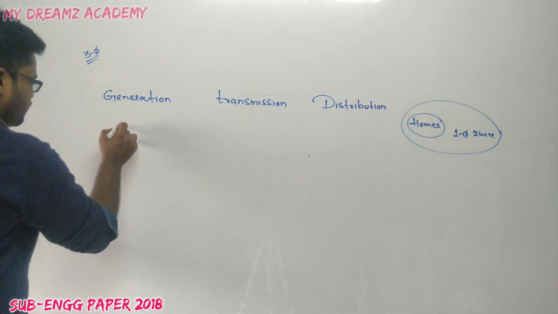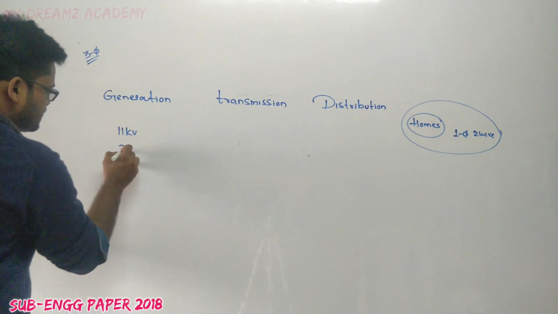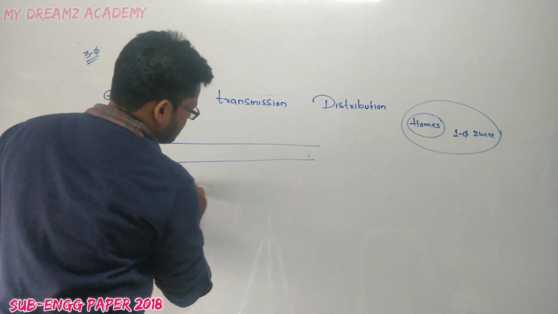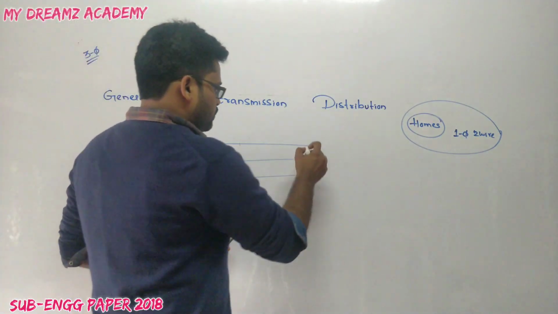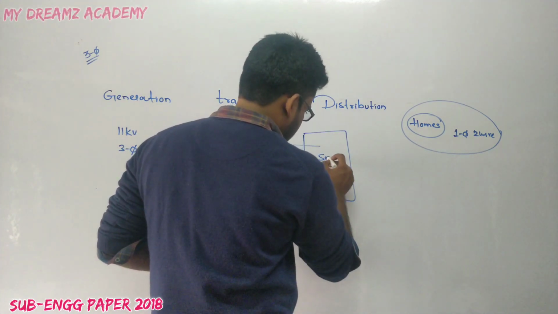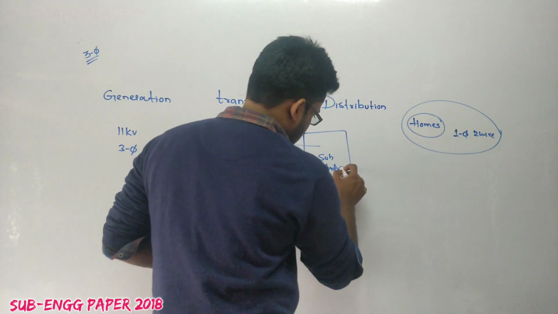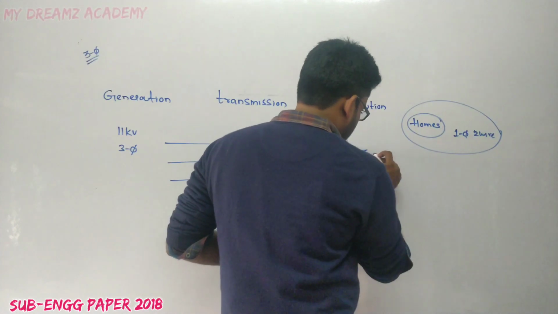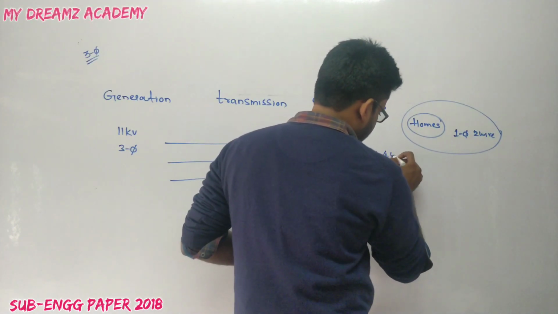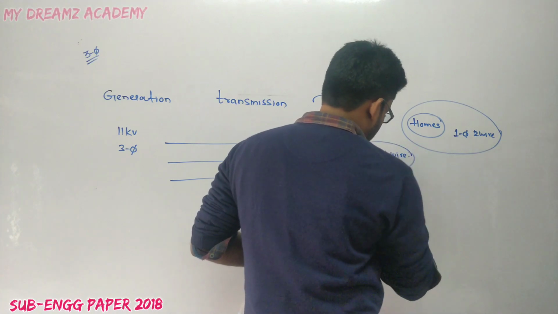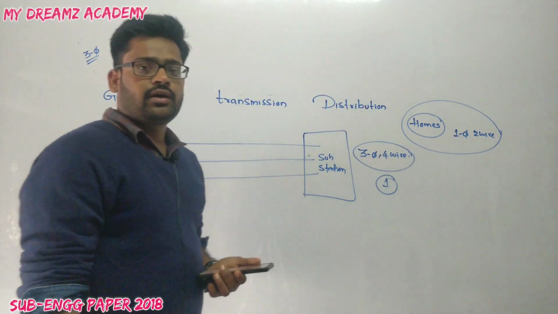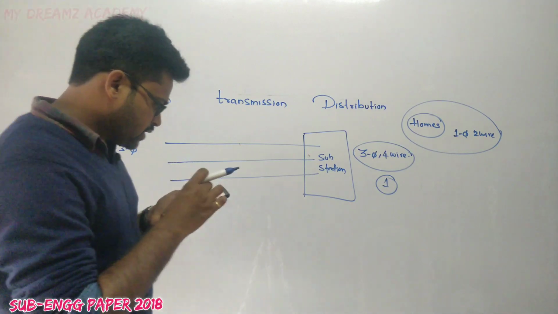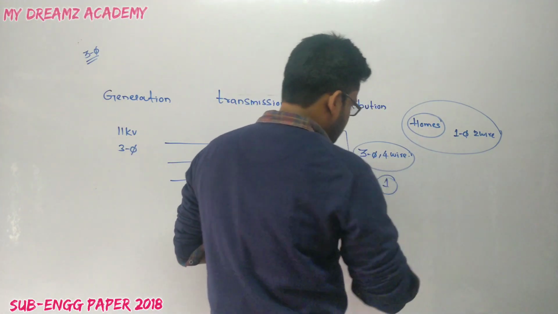In the generator, we generally generate 11 kV, that is 3 phase, and we transmit through 3 phase 3 wire. This is the substation. From the substation onwards, we use 3 phase 4 wire. One extra wire is used for neutral purpose. So the answer is option 3, that is 3 phase 4 wire.